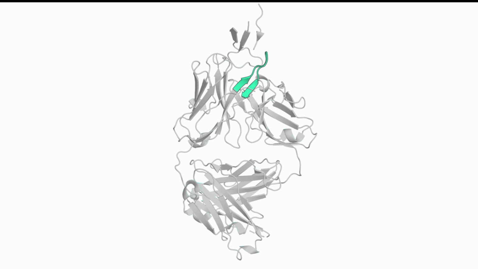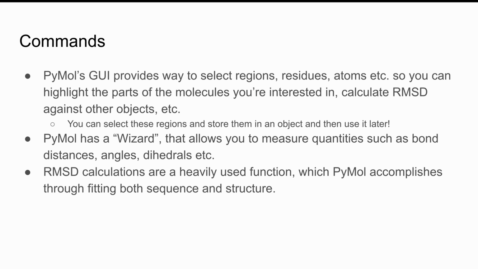You keep the rest of the protein white, but you highlight really just what you want to look at. It's very obvious on the screen what you're trying to highlight. And then there's a bunch of different commands that you can do in the GUI, you can do in commands. Even the wizard commands, you can take measurements between two atoms, all within the commands.